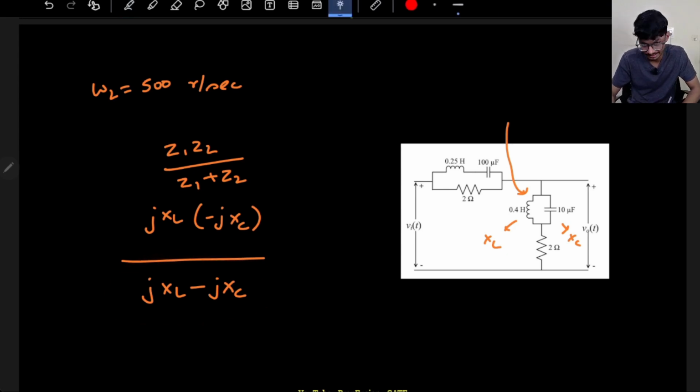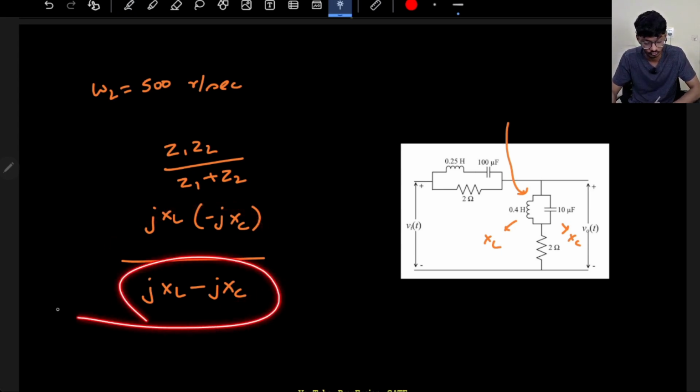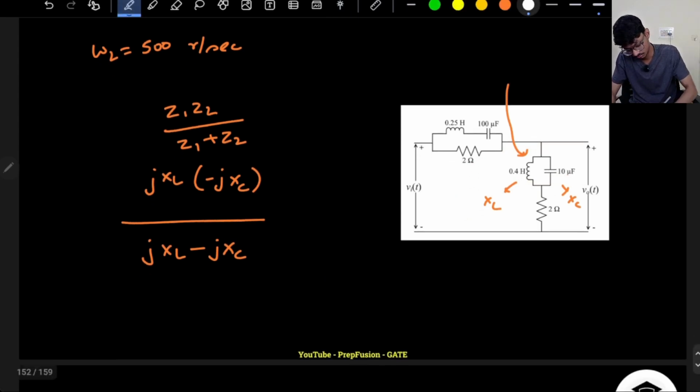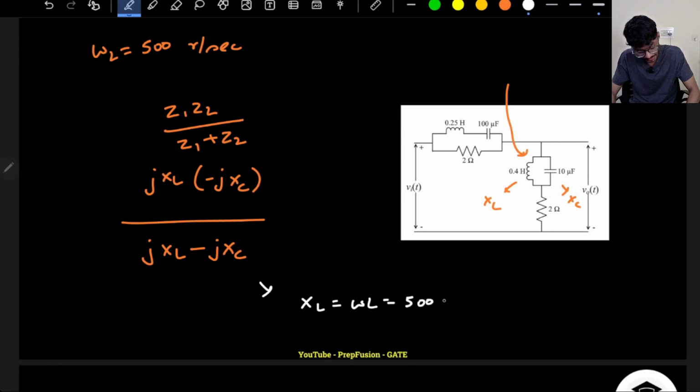You will say, sir, how do I know whether to check the denominator or not? You will learn this in resonance, because there is a resonance condition. Resonance will automatically be in your mind and you will check that. Don't worry, in resonance this will be cleared. So what is the XL in this case? Again, it is omega L. Omega is 500, and L this time is 0.4.